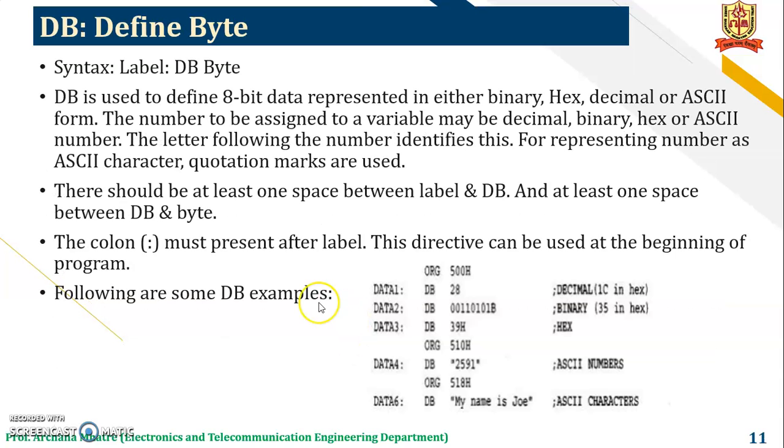Next is DB, that is define byte. The syntax is label DB byte. DB is used to define 8-bit data represented in either binary, hex, decimal or ASCII form. The number to be assigned to a variable may be a decimal, binary, hex or ASCII number. The letter following the number identifies this. If D is there, it indicates a decimal number. If B is there, it indicates a binary number. If H is there, it indicates a hex number.